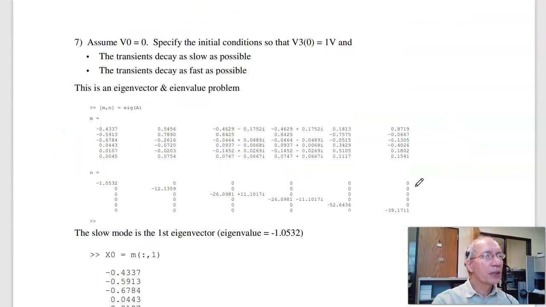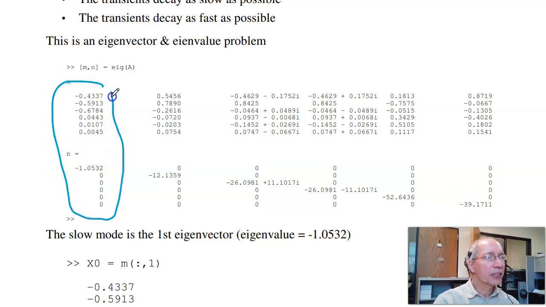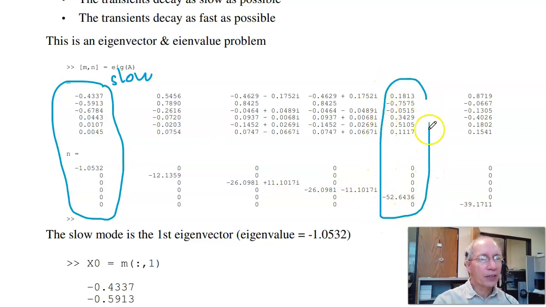Problem 7 asks, what initial condition makes the transient decay as quick as possible? What makes the decay as slow as possible? This is really an eigenvector problem. If I find the eigenvalues and eigenvectors of A, here's the eigenvectors, here's the eigenvalues. It's a 6 by 6 matrix, I've got 6 eigenvalues, I've got 6 eigenvectors. Note that the eigenvalues are the poles. Here's your slow pole, here's a slow eigenvector. So this is the one that decays slowly. And here's your fast pole, and the fast eigenvector.